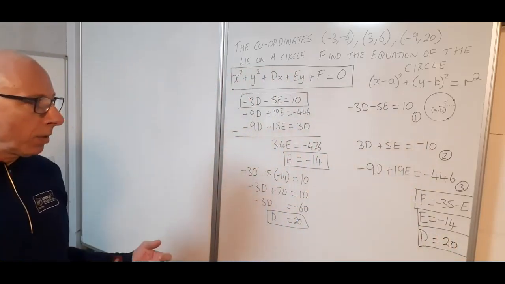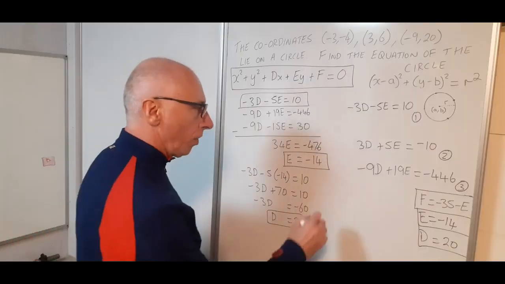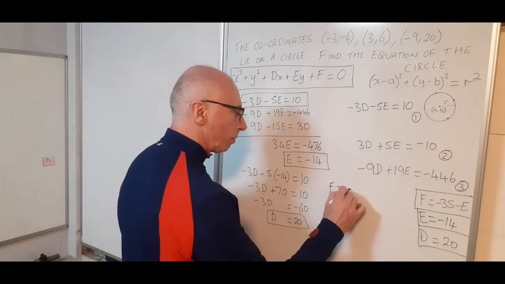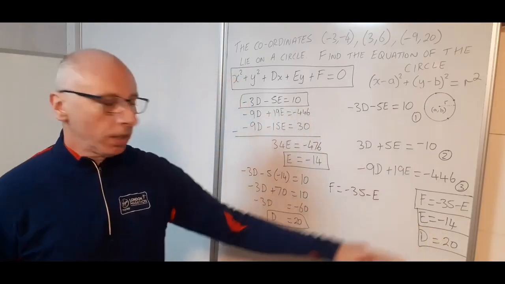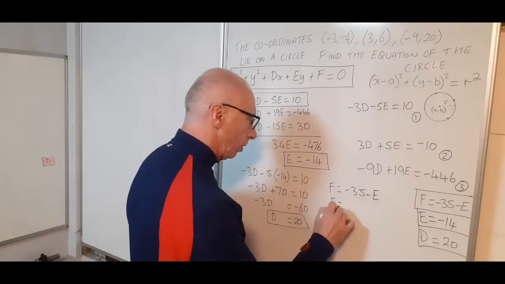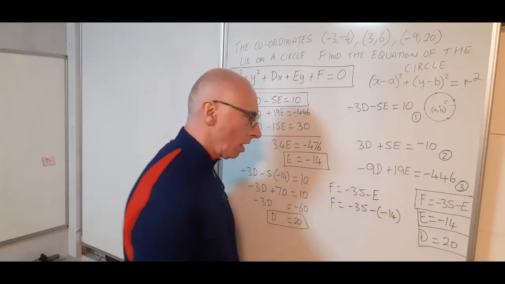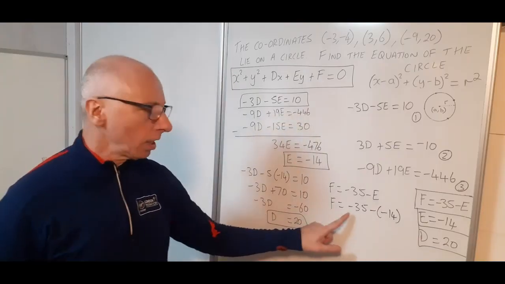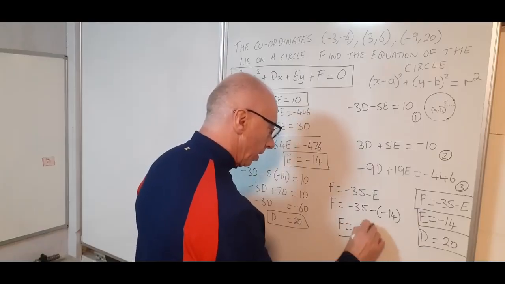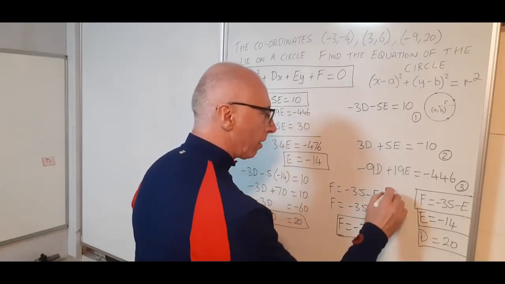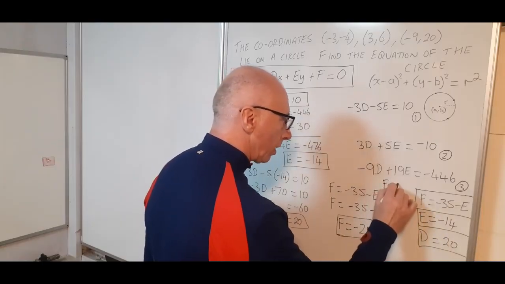All I need to do now is calculate my F. Well, I can just substitute into there. So F equals minus 35 minus E. E is minus 14. F equals minus 35 minus minus 14. Minus 35 plus 14 is minus 21. So that's my three variables. So let's write that here. F equals minus 21.